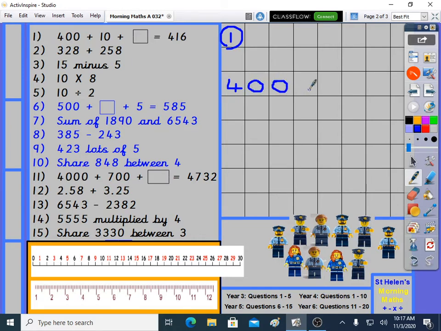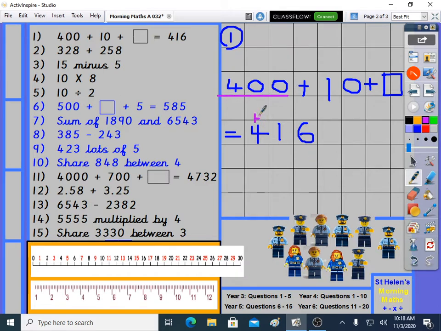400 plus 10 plus a mystery equals 416. I'm actually going to leave a little gap before I write equals 416. So there's 400, isn't it?